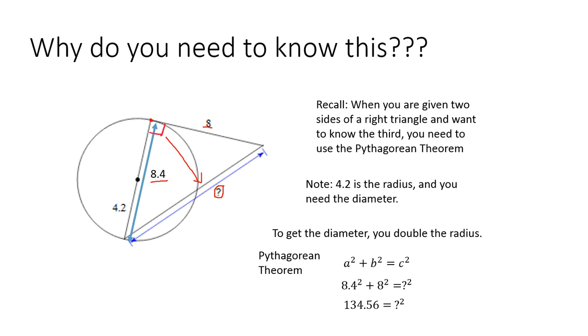And then you put that into your calculator and you get 134.56 equals question mark squared. Well, that's not question mark yet. Don't forget to take the square root of both sides. You take the square root of 134.56 and you get the question mark to be 11.6.